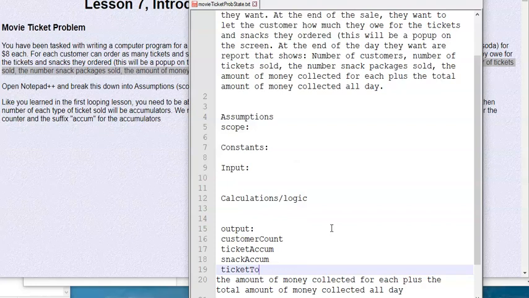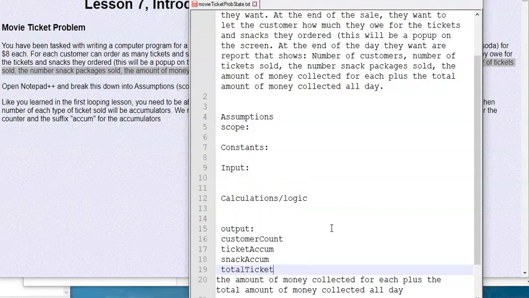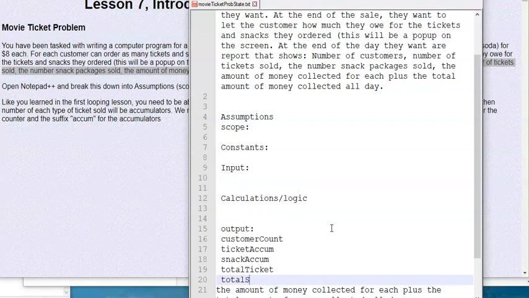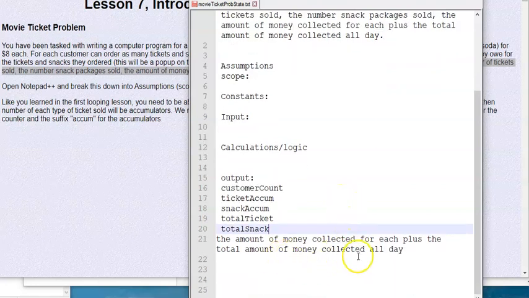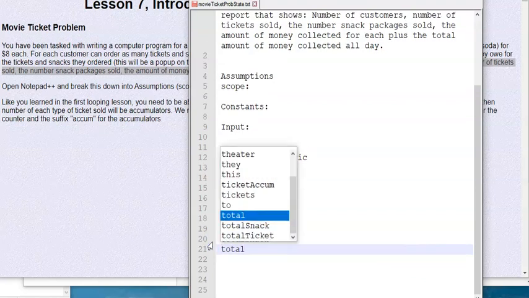So I'm going to call this ticket total. Actually, let's do total ticket, and this will be total snacks. And then they want the total money for all day, and that'll be the last thing. So that will be total cost.